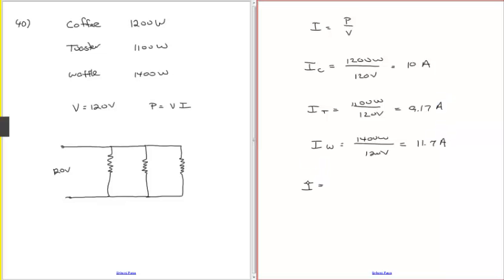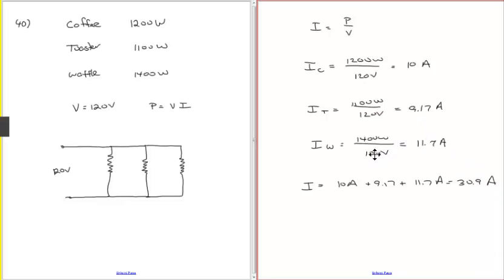So the total current is just going to be the sum of the three currents, 10 plus 9.17 plus 11.7. So we get 10 plus, let's round it off to 9.2, plus 11.7. Then we get 30.9 amps. If you wanted the total current, you could have just added the total wattage and divided by 120. Okay, so that's the total. That's parts A and B.